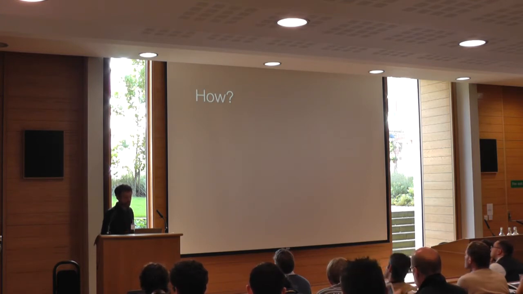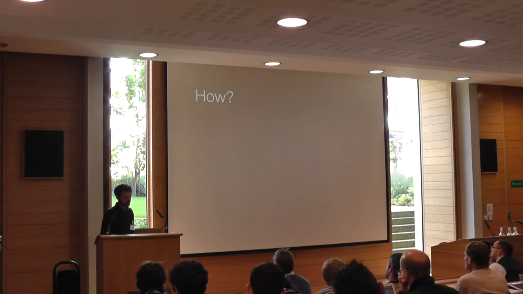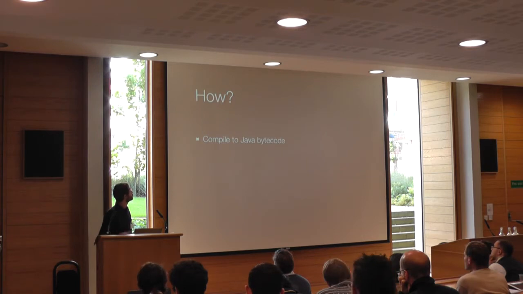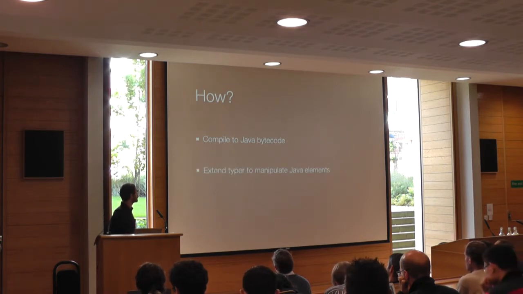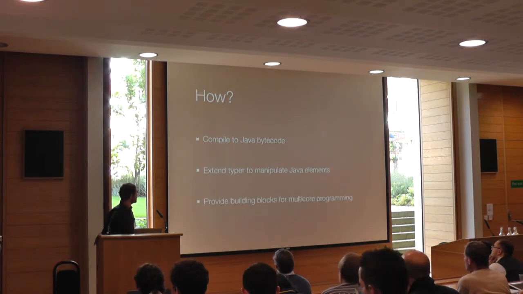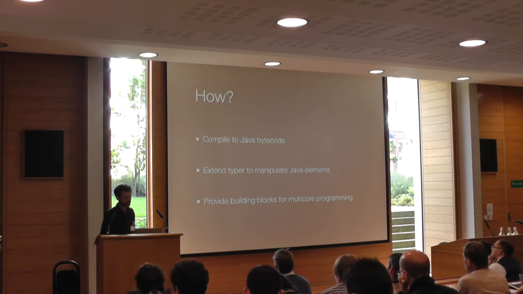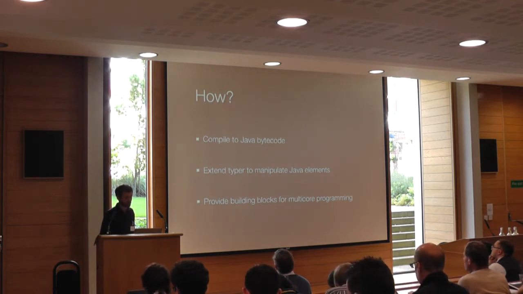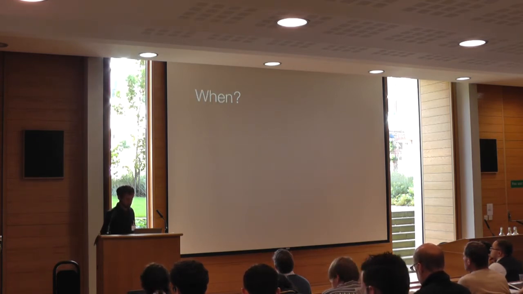So how do you achieve compilation of OCaml source to run on a Java virtual machine? Obviously, you have to compile to Java bytecode, but it's also nice to extend the typer in order to be able to manipulate the Java elements from your OCaml sources. And you should also provide a library to allow easy multi-core programming. In this talk, I will focus only on the first item.